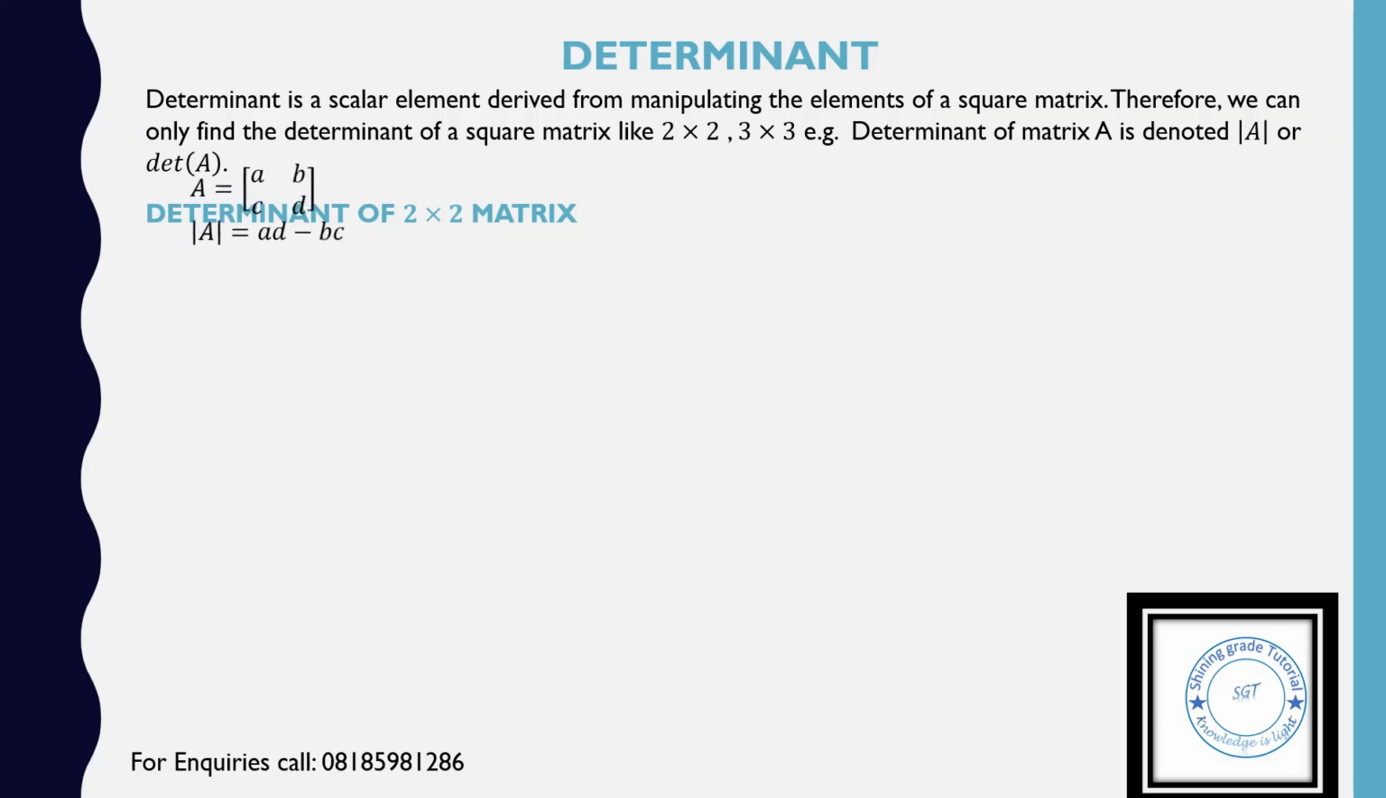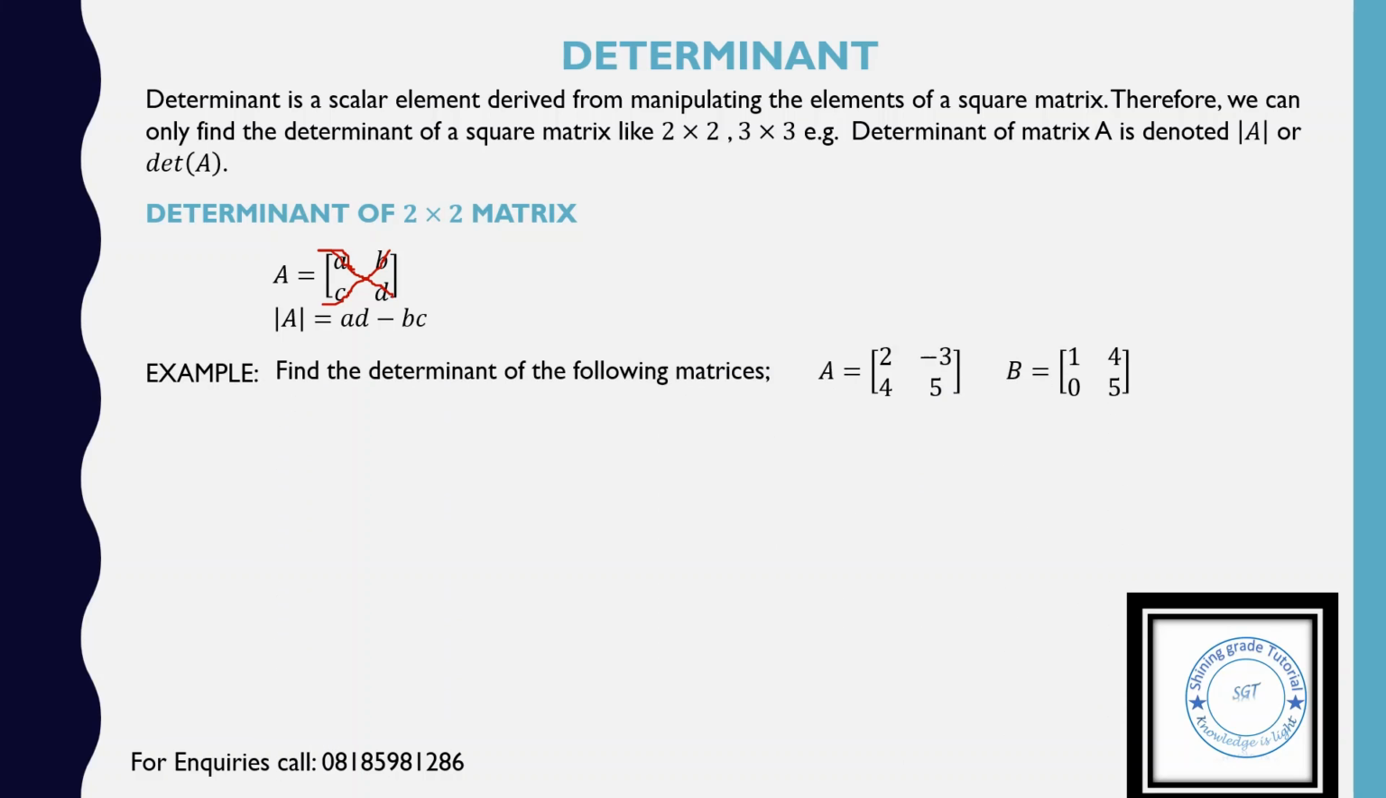Let's look at how to find the determinant of a 2 by 2 matrix. This is being given here. If you have a matrix A, whose elements are a, b, c, d, to find the determinant of A, you multiply the major diagonal, this a and d together, minus you multiplying this together. So a times d minus b times c. That is the idea.